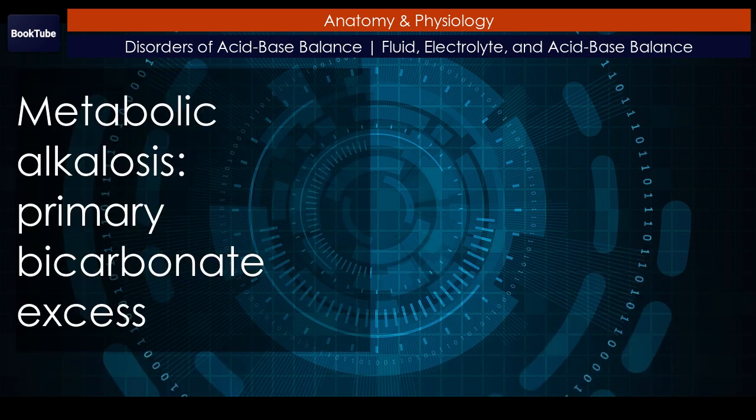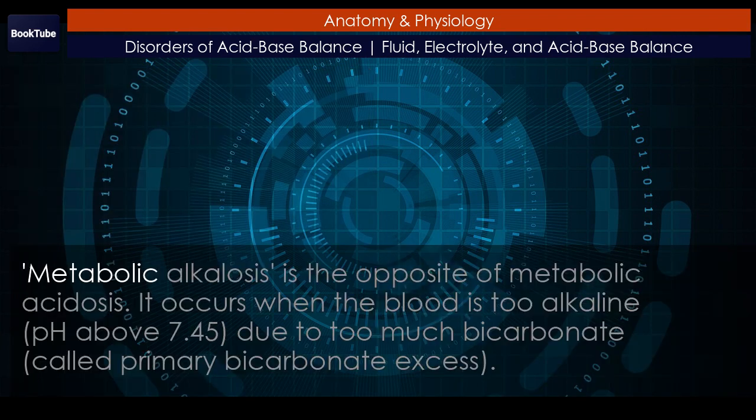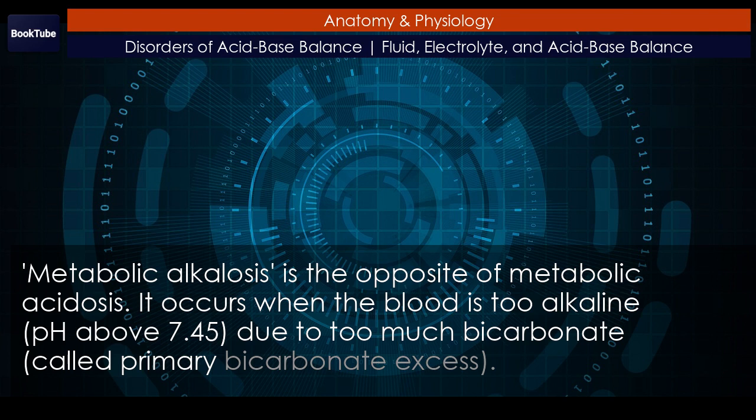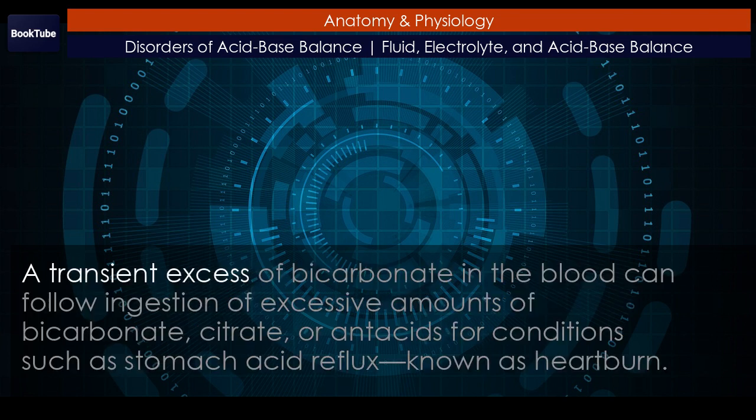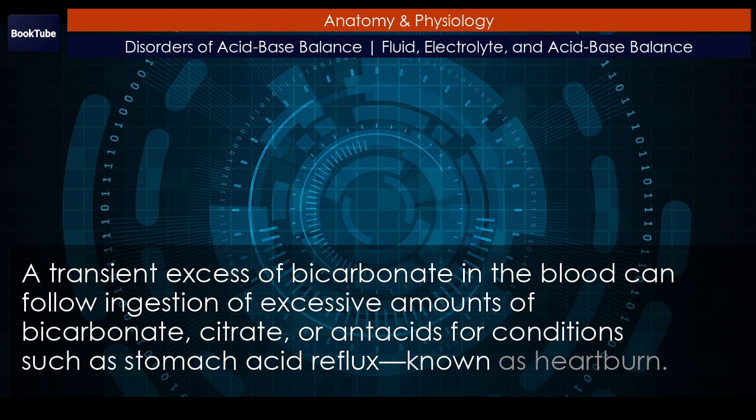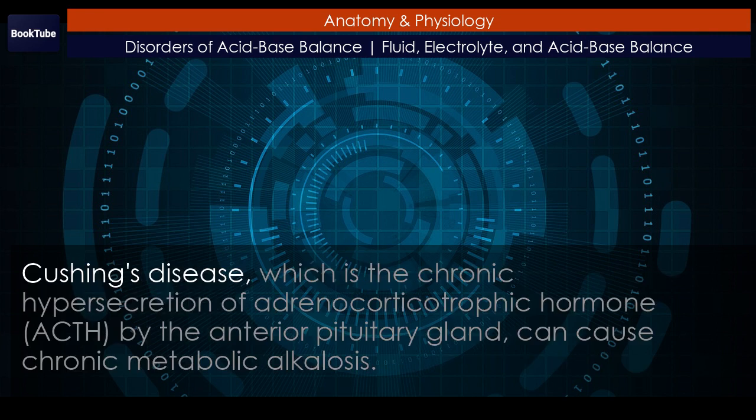Metabolic alkalosis, primary bicarbonate excess. Metabolic alkalosis is the opposite of metabolic acidosis. It occurs when the blood is too alkaline, pH above 7.45, due to too much bicarbonate, called primary bicarbonate excess. A transient excess of bicarbonate in the blood can follow ingestion of excessive amounts of bicarbonate, citrate, or antacids for conditions such as stomach acid reflux, known as heartburn.